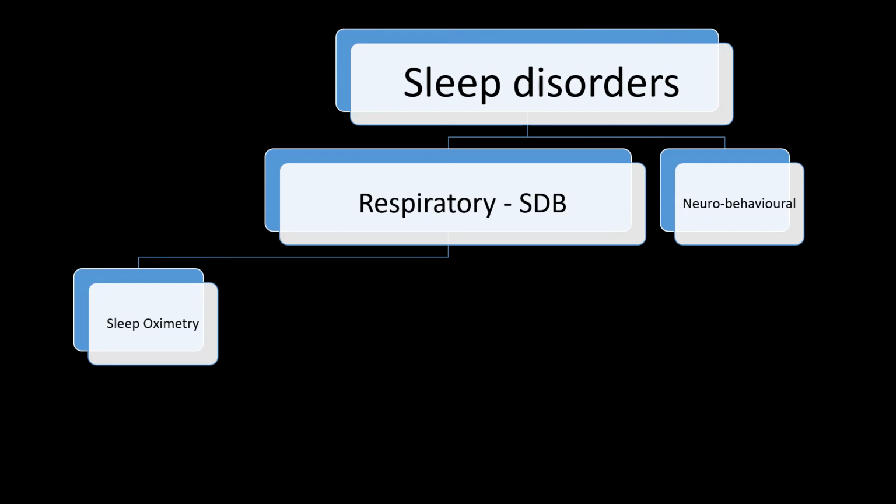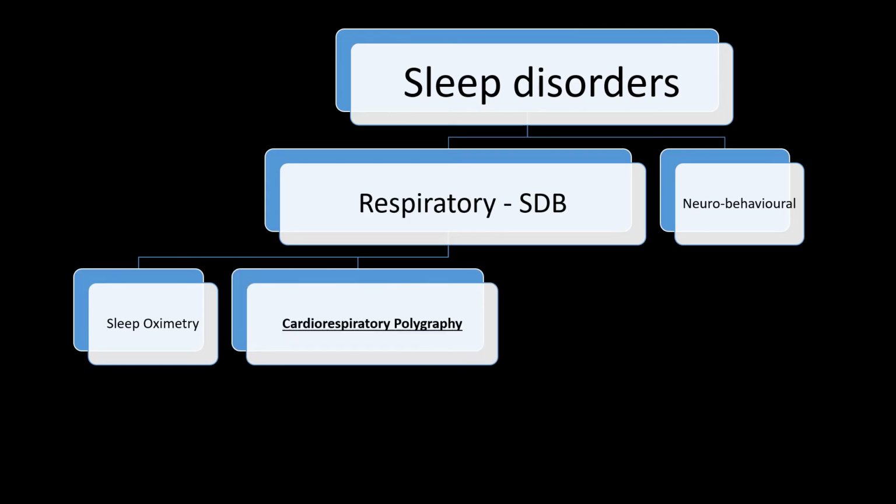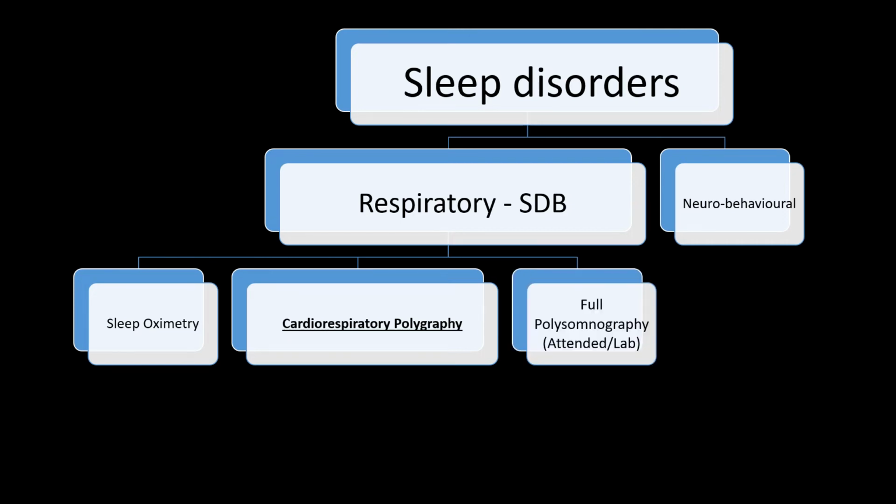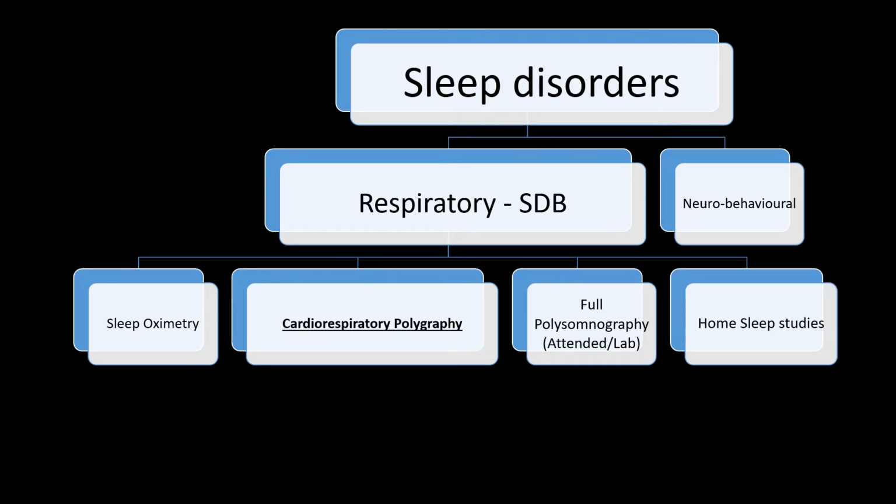The studies we do in respiratory sleep disorders are sleep oximetry, which is the home study most often done in the past; cardiorespiratory polygraphy, which is a polysomnography but without any EEG sleep staging; and finally, a full polysomnography which is attended in the lab.